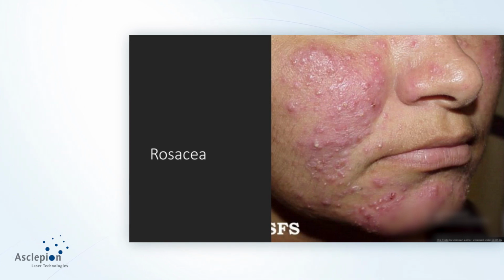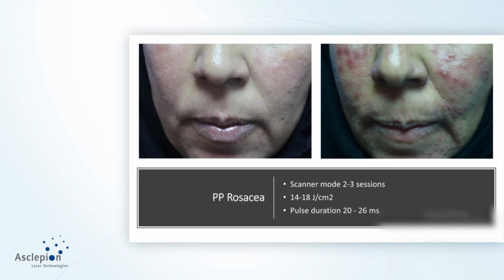Rosacea. Rosacea is a disease characterized by papules, pustules, telangiectasia, erythema, and flushing. And it is a chronic disease and recalcitrant to many treatments. And as you know, it's difficult to treat. What can QuadroStarPRO do in rosacea? Rosacea is one of the highly treatable diseases by QuadroStarPRO.